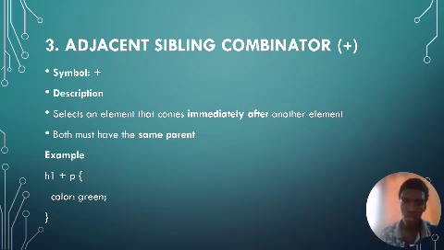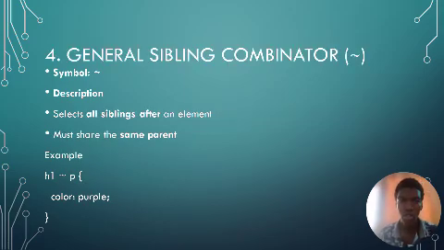So let's move to the last combinator, which is the general sibling combinator. It selects all siblings after an element, and they must share the same parent. So what it does is it styles all the p elements. For this code given, it styles all the p elements after the h1. And unlike the plus sign, this selects every matching sibling that comes after.